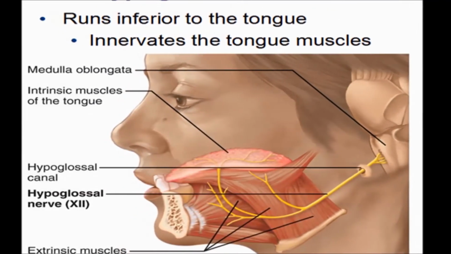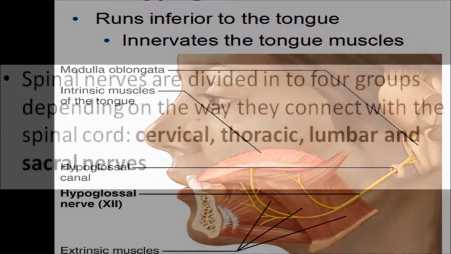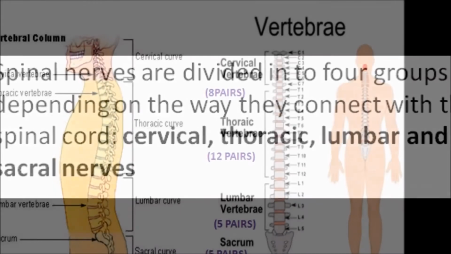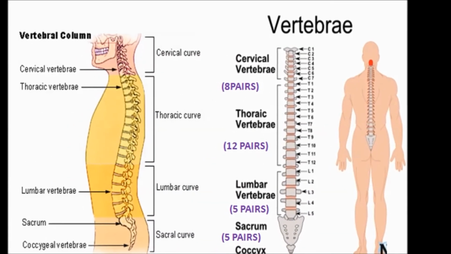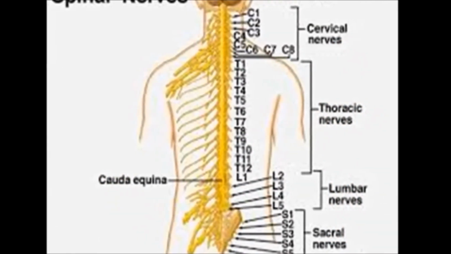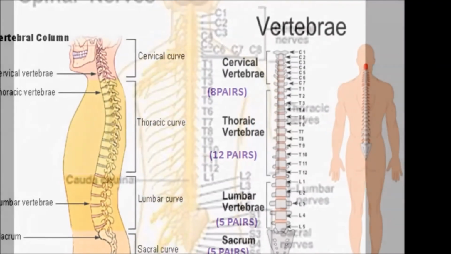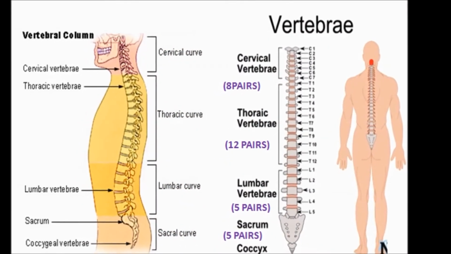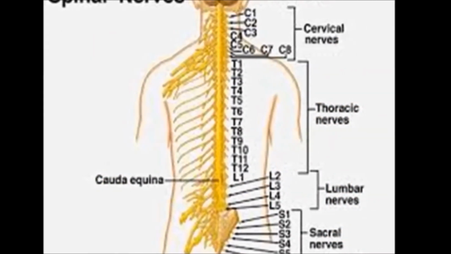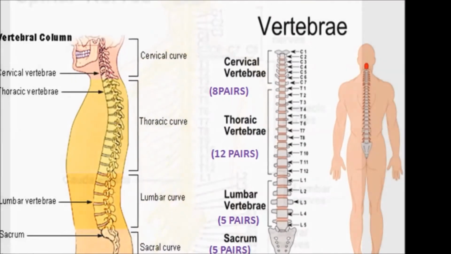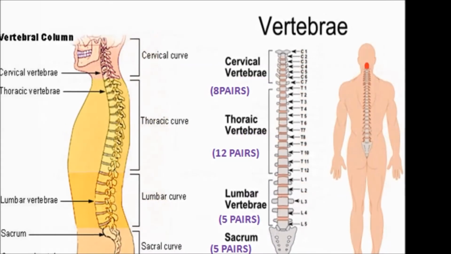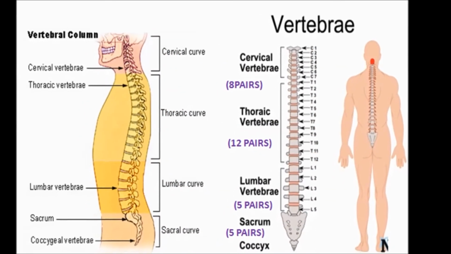Now we have covered all these 12 cranial nerves. Now let's move on to the spinal nerves. The spinal nerves are divided into 4 groups depending on the way they connect with the spinal cord. Thus we come across the cervical, thoracic, lumbar and sacral nerves. For example, you can just think of your spine. Your spine has 4 curves and it is divided into 5 regions based on where the curves occur. These regions are the cervical, that is the neck, thoracic, which corresponds to the chest or the trunk, lumbar, which is the low back, sacral, which is the pelvis, and the coccygeal, which is the tailbone.